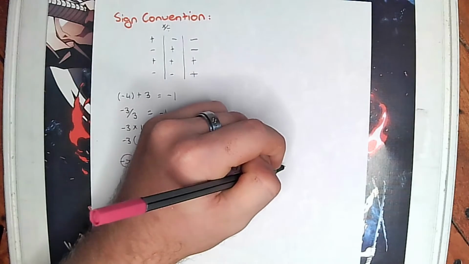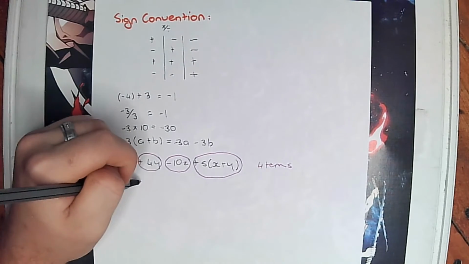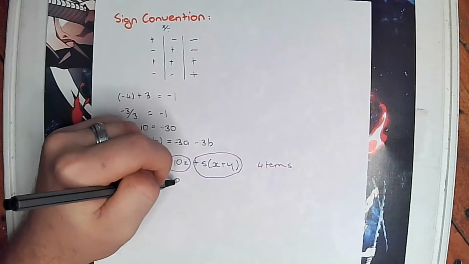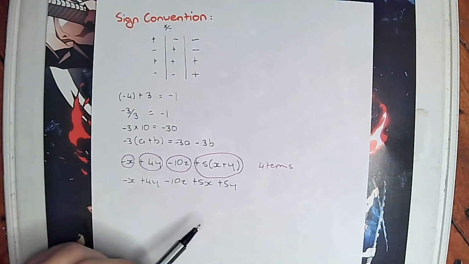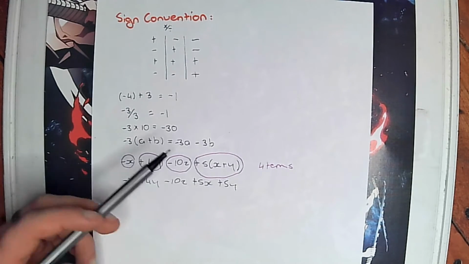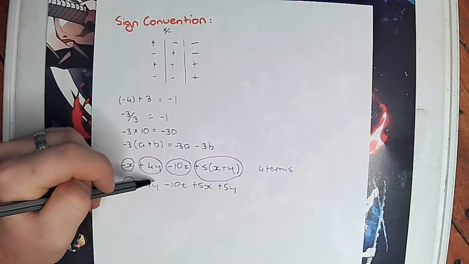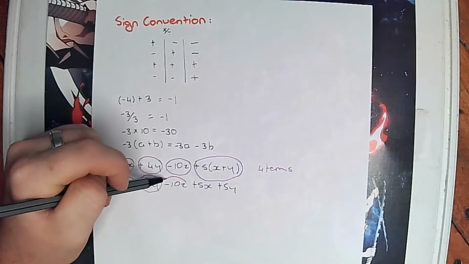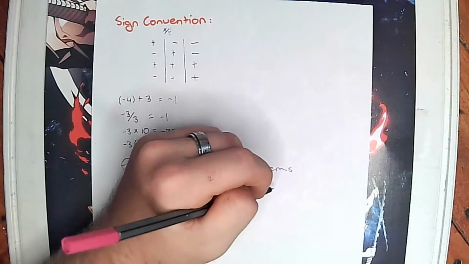But once I go and I actually foil this expression, right, to something like, let's say minus x plus 4y minus 10z plus 5x plus 5y. Now this I could even go and further simplify, but for the purpose of this video I'm not going to. So if you're asked how many terms are in this expression, right, again it's 1, 2, 3, 4, 5. This would have 5 terms.